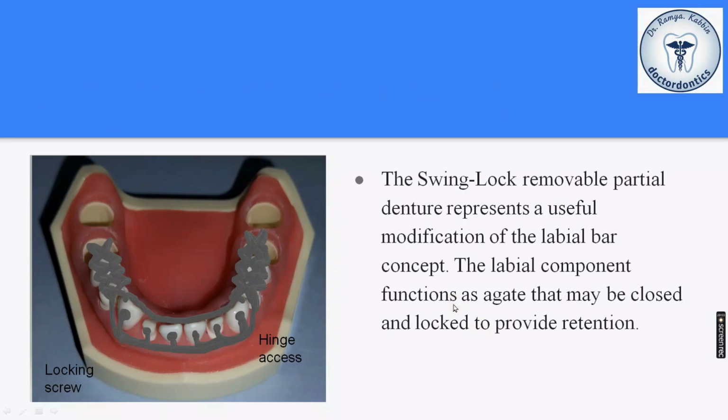And we have one modification also in a labial connector, that is the swing lock removable partial denture. It is useful to avoid the pressure on anterior teeth. It has the hinge axis on one side and a locking screw on another side. During the insertion of the denture, the locking screw is open. And whenever it is inserted and comes under function, the locking screw will get locked. It is like a gate. It is open and it is closed during the function. So whenever the prosthesis is not under function, there won't be any unwanted pressure on the abutment teeth. That is useful during those cases.